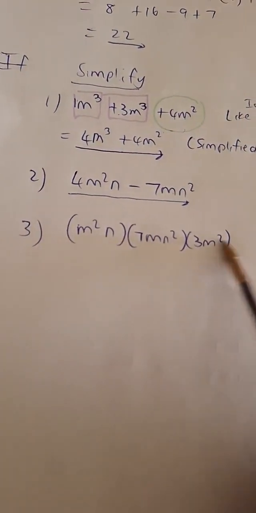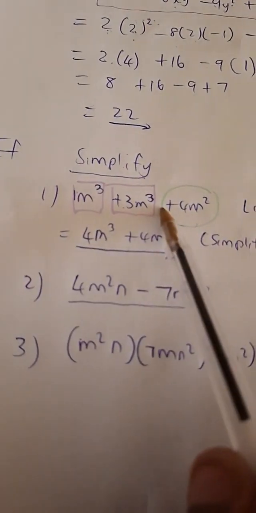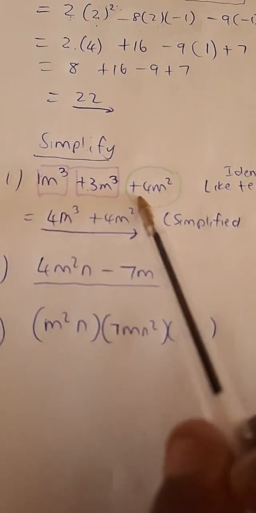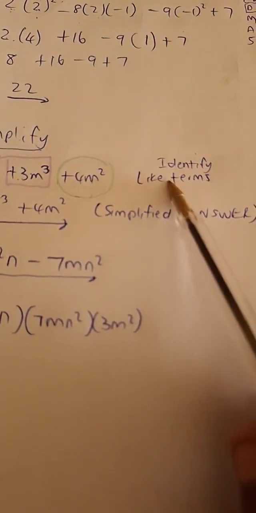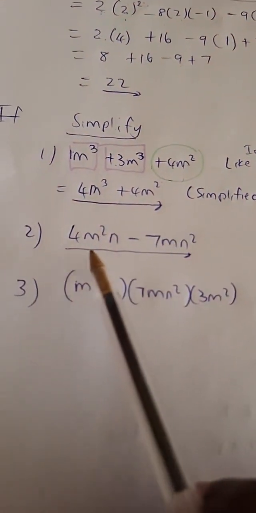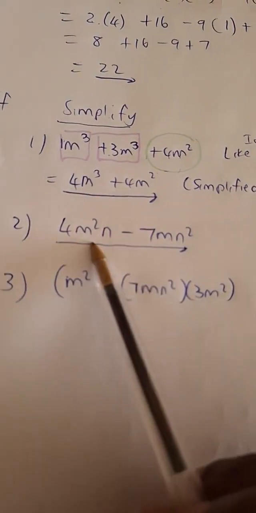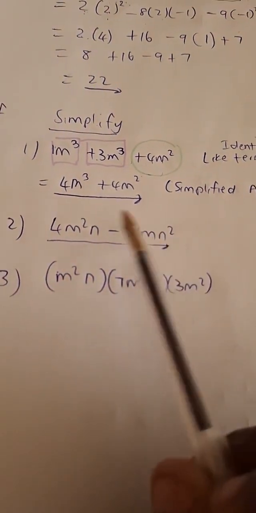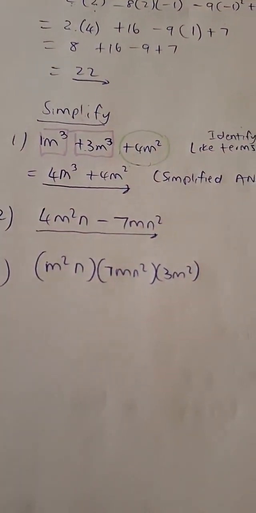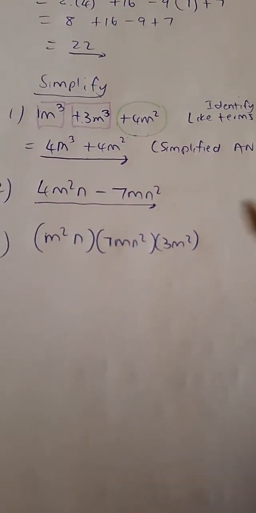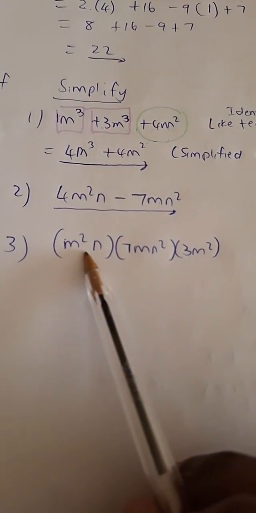So in this situation, what relationship? In the first question, the relationship between the terms was addition. So we had to look for like terms. That's why like terms was important. Here as well, the relationship is subtraction. We had to look for like terms, but we found none. So we don't do anything because we cannot add or subtract unlike terms. What about here?